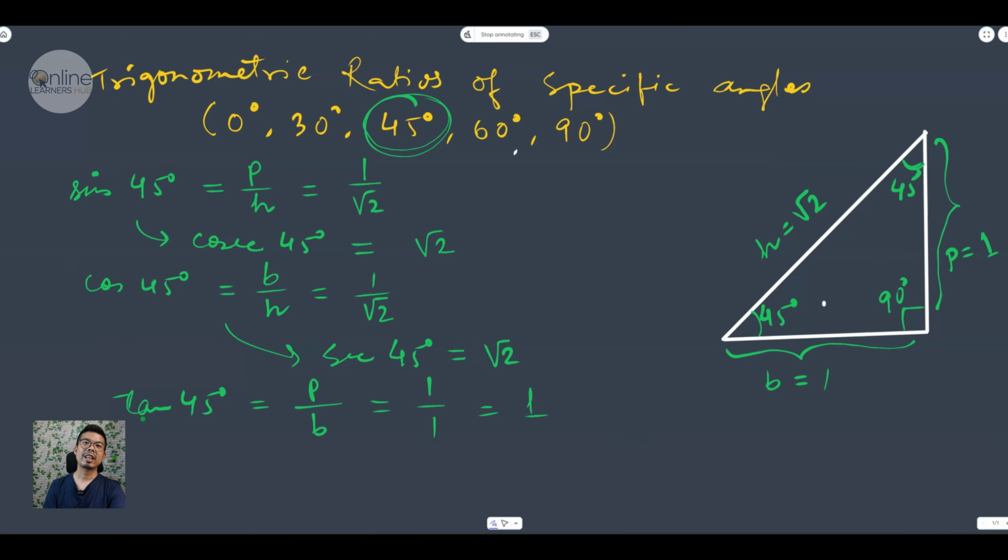So if tan 45 is 1, what about cot 45, which is the reciprocal of tan? So cot 45 will also be 1. See, 45 degree is, for me, the easiest one.